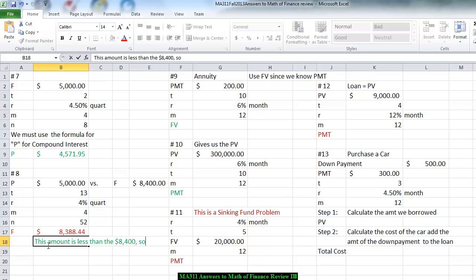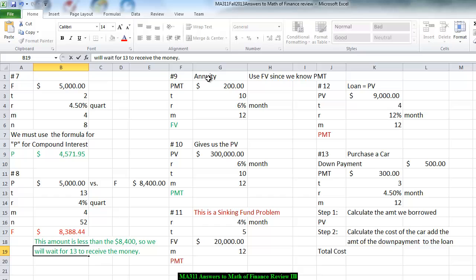So what will we do? We will wait for 13 years to receive the money.